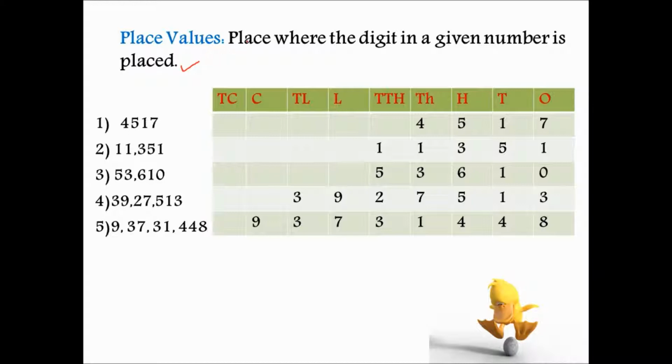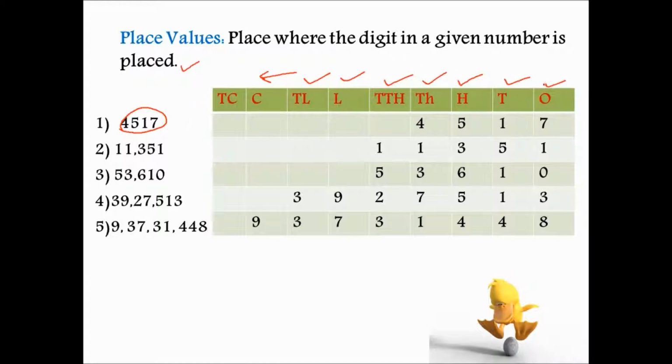Suppose we consider a number, 4517. This is a number. Now, where will the digits of this number be placed? They will be placed in certain places. What are these places? These are the ones place, the tens place, hundreds place, thousands place, 10,000s place, lakhs, 10 lakhs, and so on. That is crores, 10 crores, etc.